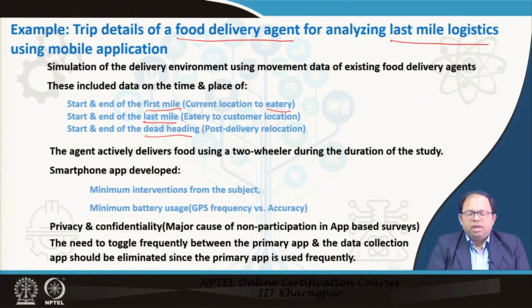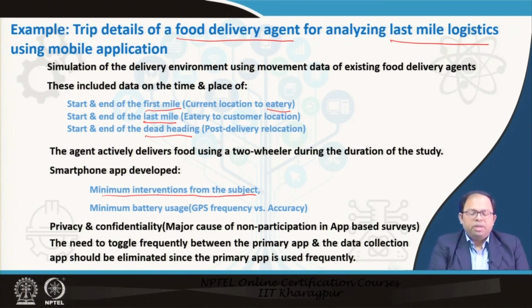The agent actively delivers food using a two-wheeler during the duration of the study. So he cannot use the app every time, but he still uses the app to look at the location where he's going and so on. And so we need to have minimum interval. So if I develop an app which collects data on his GPS location, he needs to be tracked, and we need to take his permission. It cannot be just going on behind, without his knowledge.